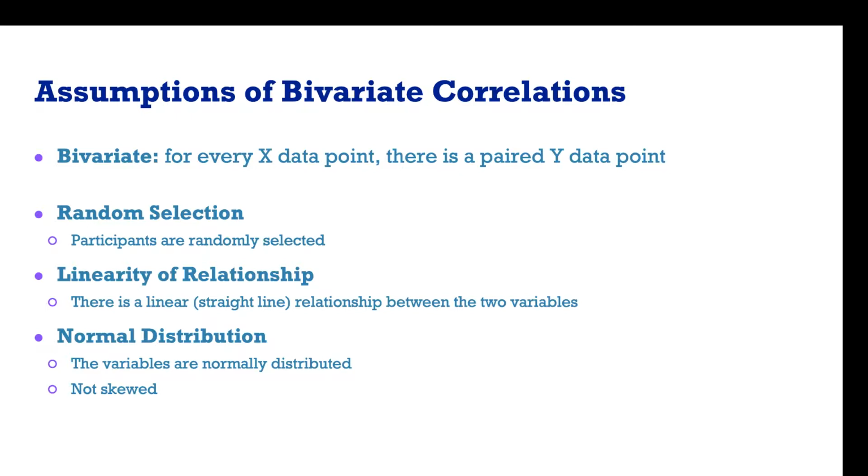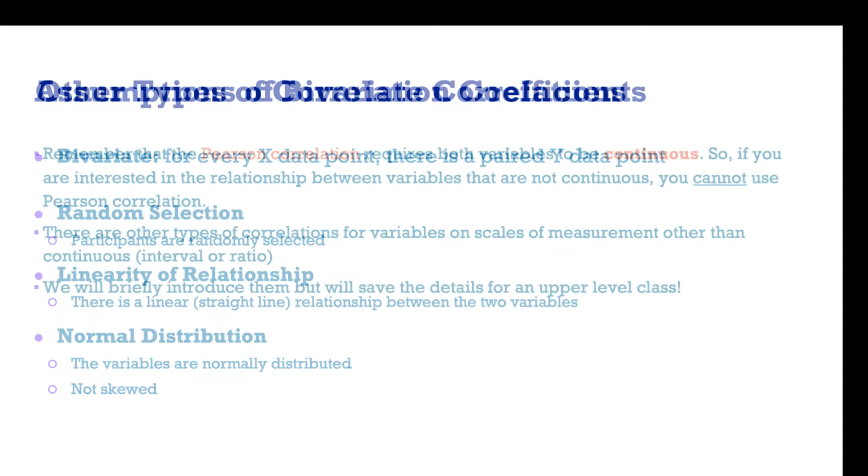For every X point, there is also a Y data point. We randomly selected our participants. The relationship is linear, meaning it's on a straight line, and the variables are normally distributed. So those are our assumptions of a bivariate correlation.